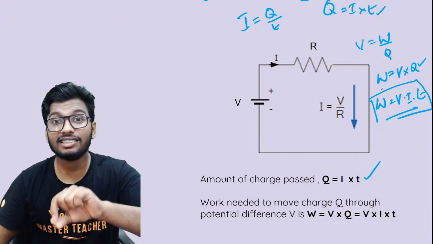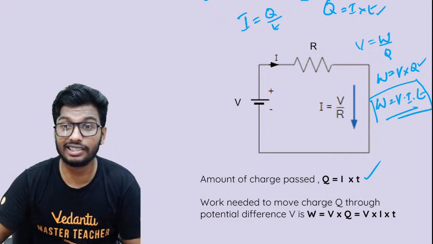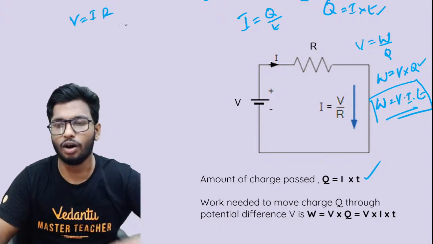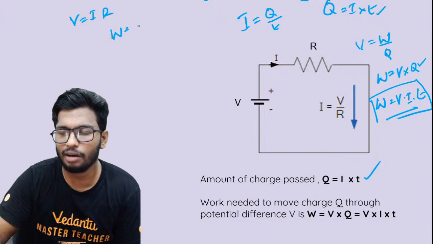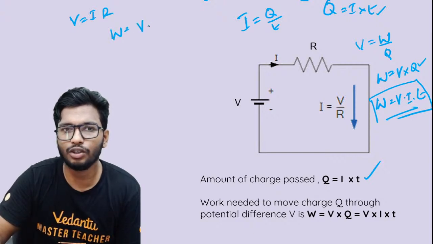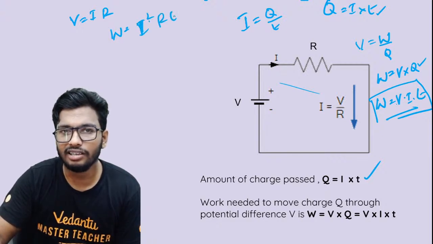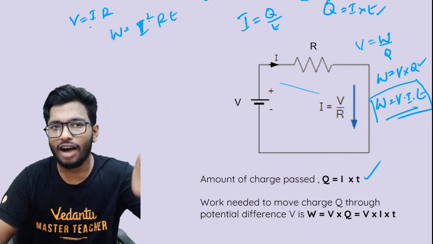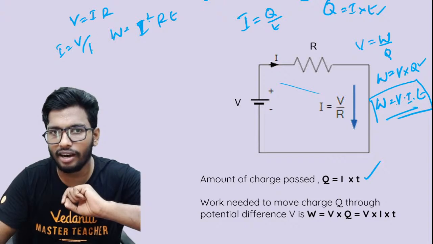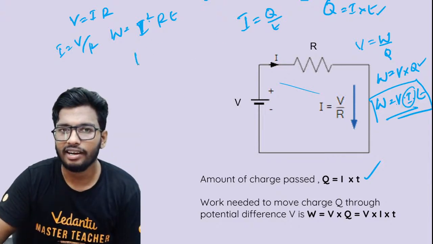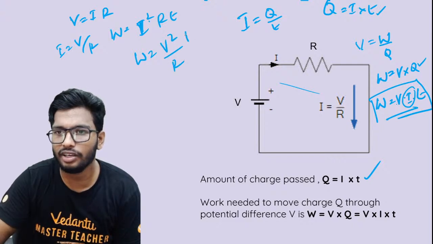Now, you can rearrange this equation. We know from Ohm's law that V is equal to I into R. So in place of V, I can substitute IR, and W is equal to I square RT. This is one more formula. Also, I is equal to V by R, so in place of I I can substitute V by R, and W is also equal to V square by R into T.